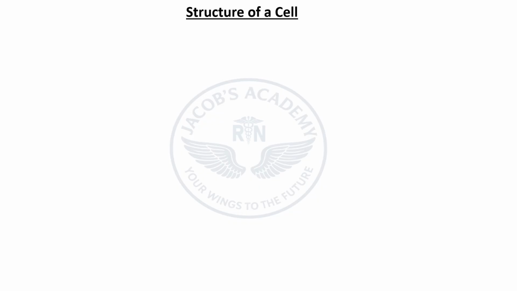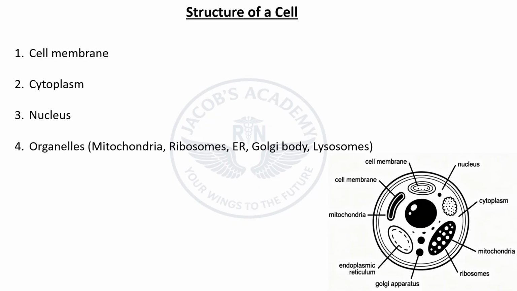Now, let's look at the structure of a cell. Every cell has three main parts: the cell membrane, the cytoplasm, and the nucleus. The cell membrane is the outer covering that protects the cell and controls what enters and leaves the cell. And coming to cytoplasm inside the membrane, it's a jelly-like fluid where all the cell's activities take place.